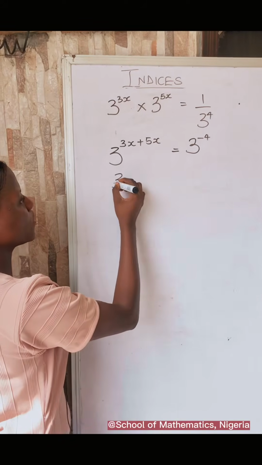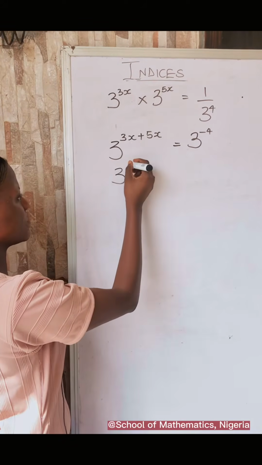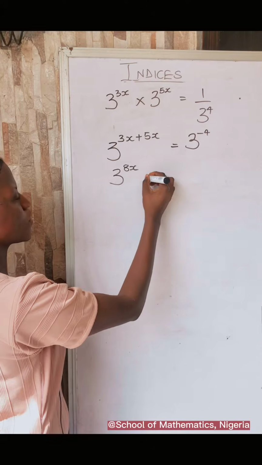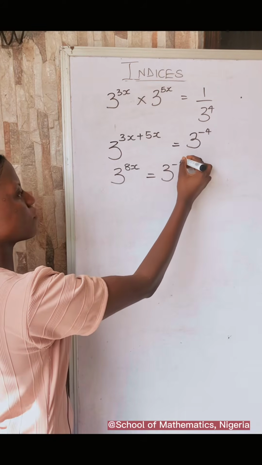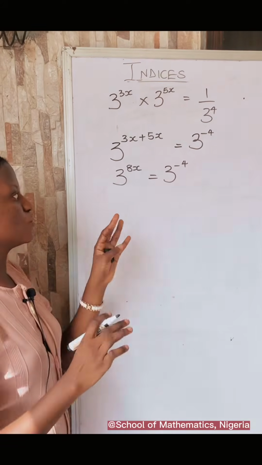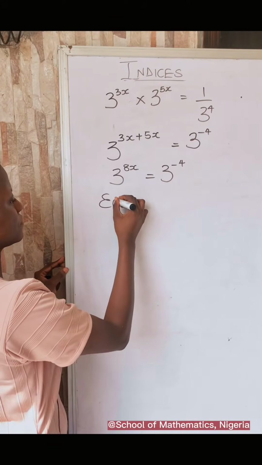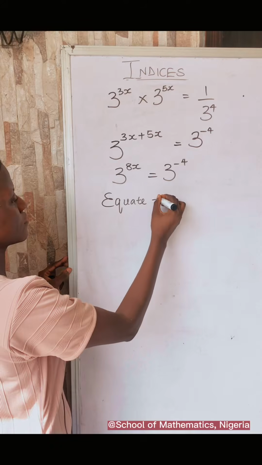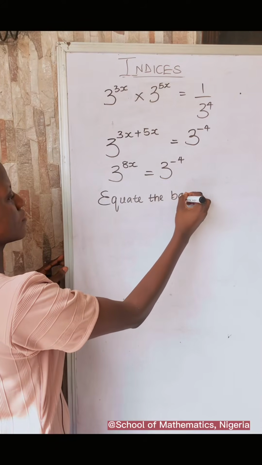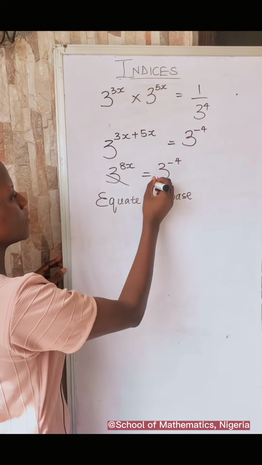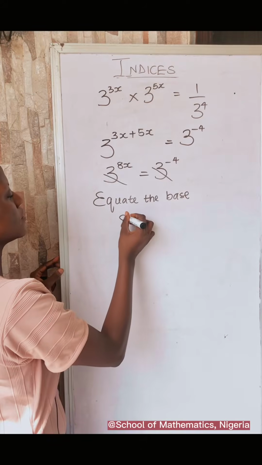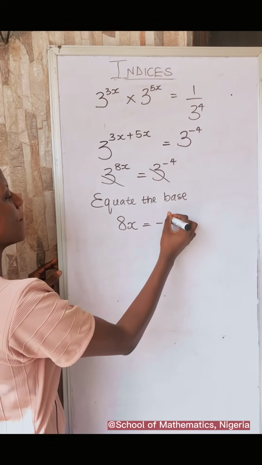So for this one, we have 3x plus 5x can be added together to give 8x. And we have 3 raised to the power of minus 4. So from here, you know the bases are equal, so you have to equate the bases. So when you equate the bases, they go and you are left with just your powers.